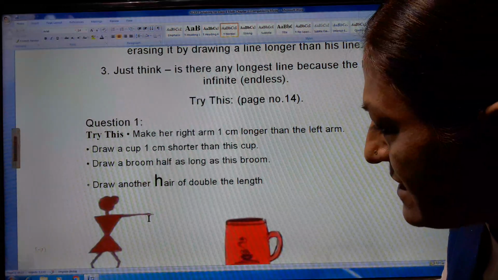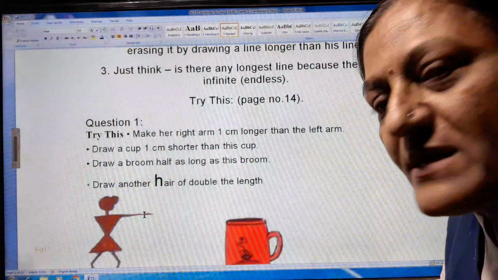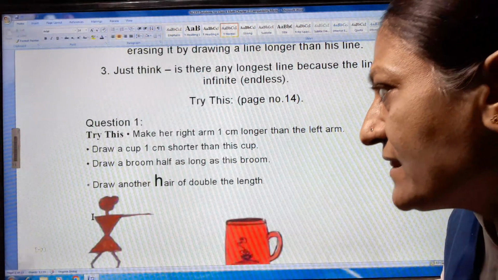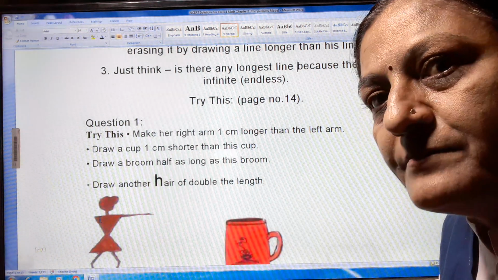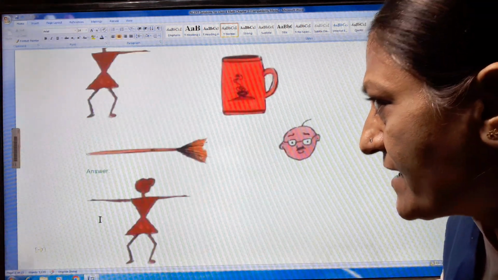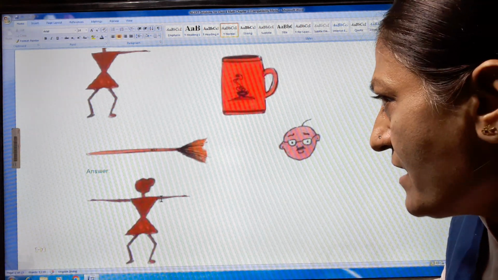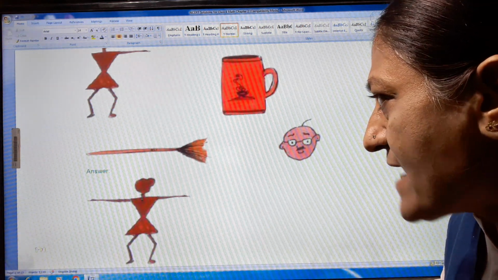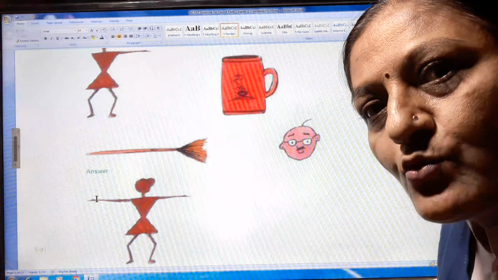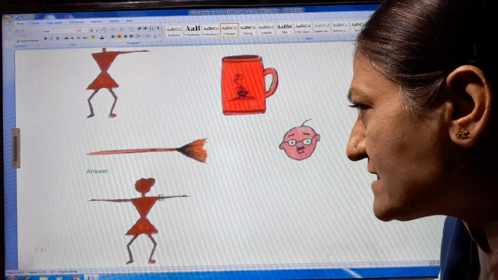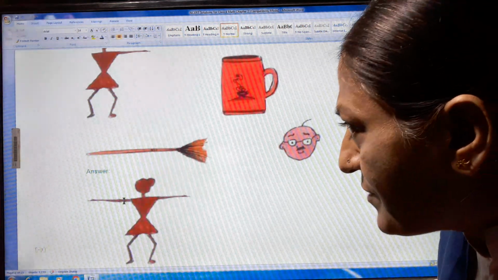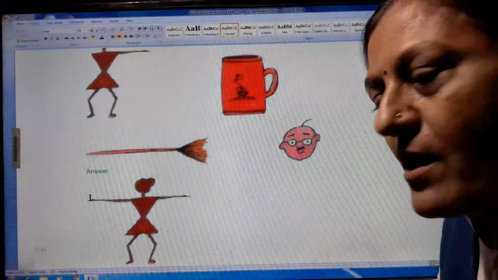Here the left arm is given. First we have to take the measurement of this arm, and on this side we have to draw a 1 centimeter longer arm. This way. See here, this way. Here suppose 2 centimeter is there, then on this side we have to draw 3 centimeter. So first you take the measure of this hand, and afterward make a 1 centimeter longer arm.